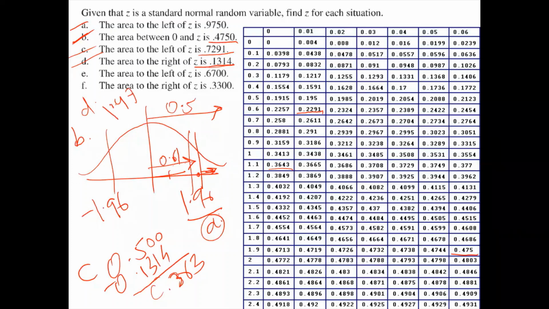Okay. E, the area to the left of Z is 0.6700. So on which side is my Z? Right side of mu, very correct. And then you can solve it and find the answer also. And likewise, you can solve F also, correct?